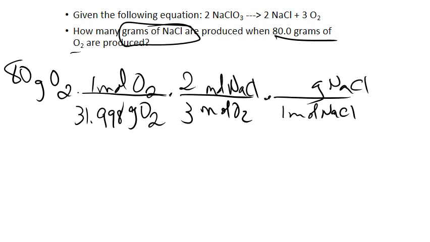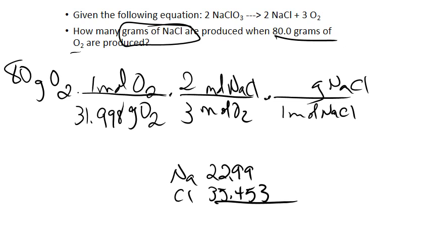And if it's NaCl, we find the masses on the periodic table. Na is 22.99. Cl is 35.453. We add those together. And I got 58.443.